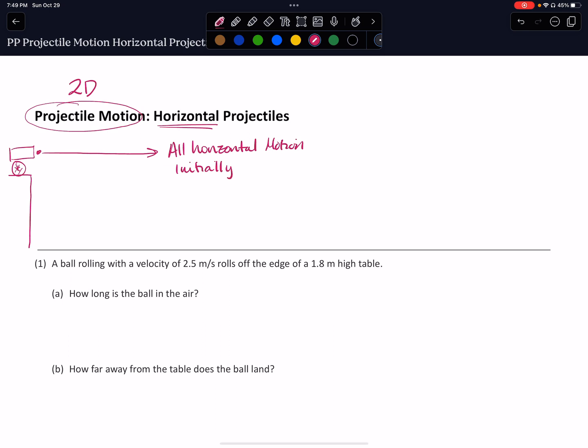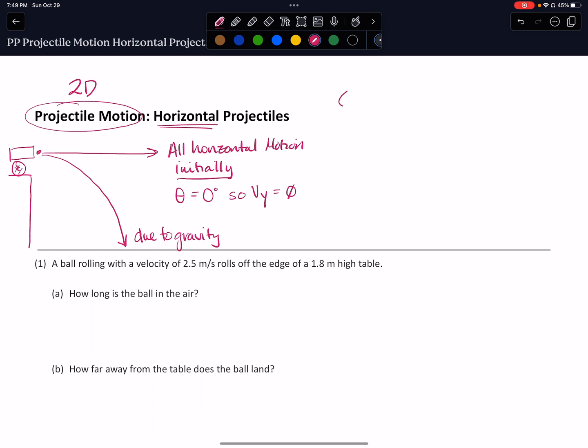Initially. All right, and that's a key word, initially. So that means the angle theta here is going to be 0 degrees. And if it's all horizontal initially, then our vertical velocity is initially 0. Now we know that the ball doesn't follow this path. It actually begins to bend down towards the earth, and that's all due to gravity. So while we may initially have 0 vertical velocity, we do add vertical velocity in.